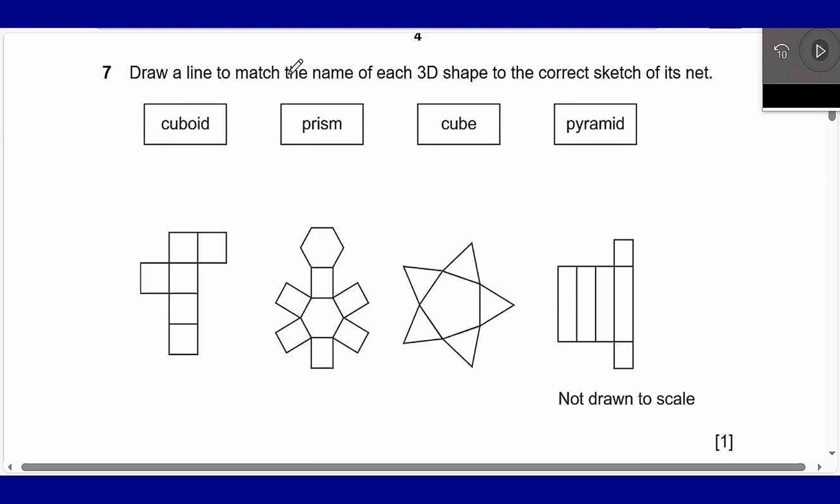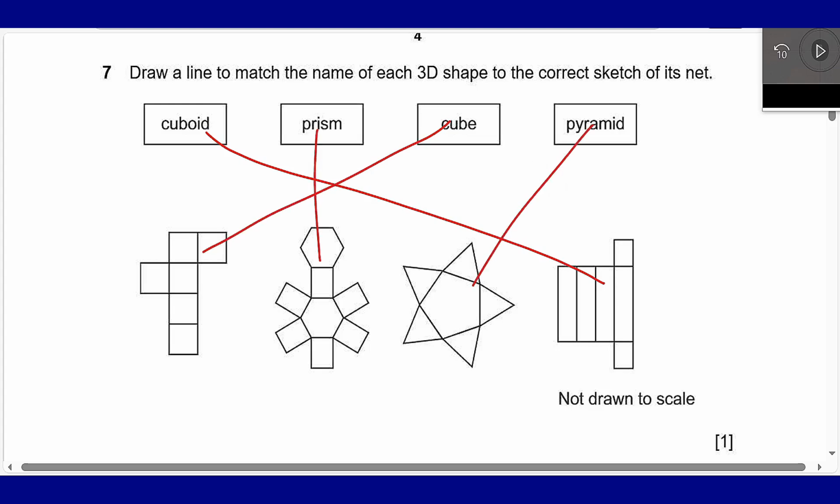Draw a line to match the name of each 3D shape to the correct sketch of its net. Okay, guys, let's open up the answer. So this is for cuboid, this is for cube, prism is here, and pyramid is that one. Okay.